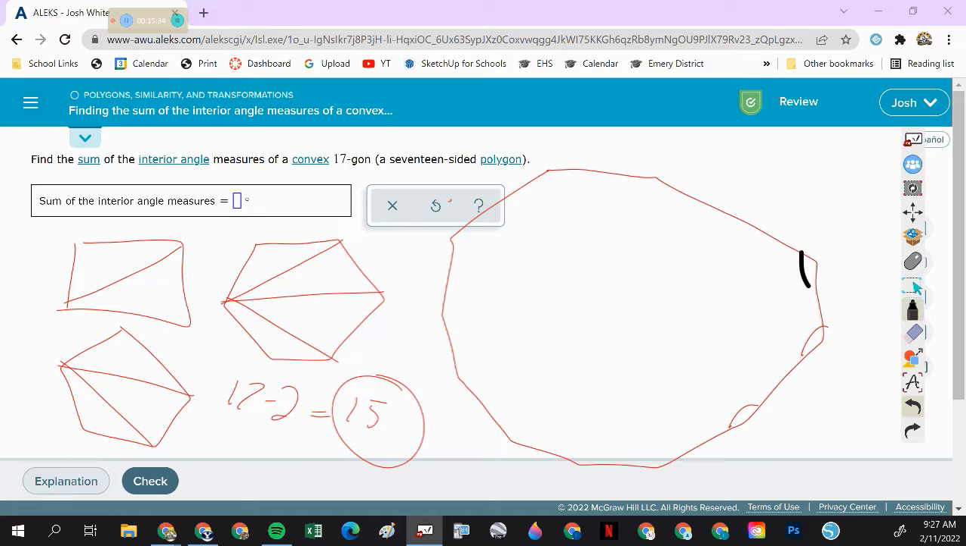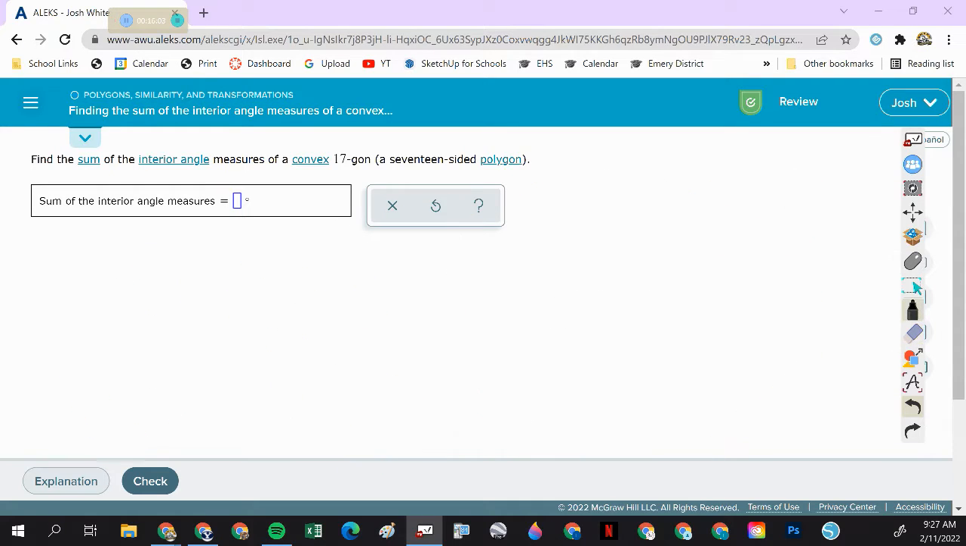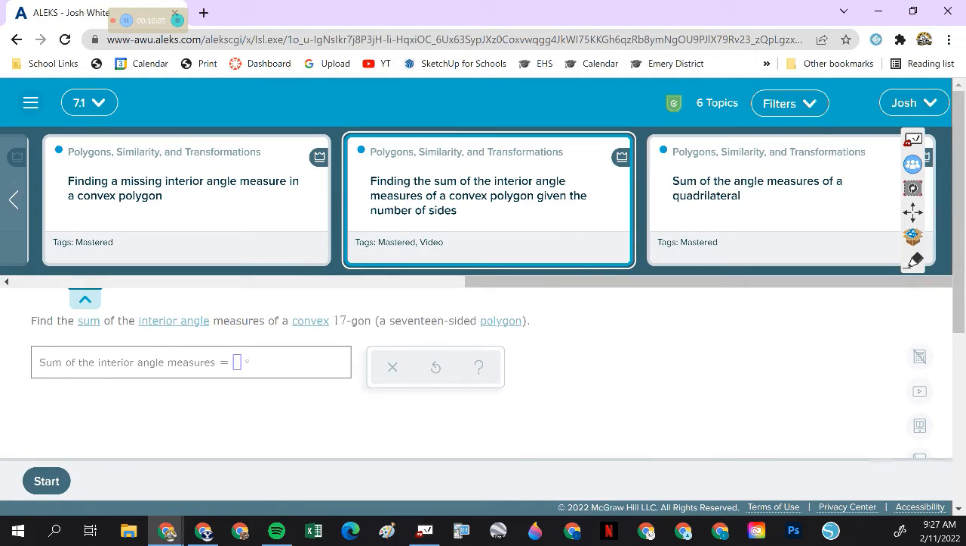And if there are 15 triangles, how do I figure out the angle sum? Times it by 180, and I get 2,700. So if you add up all of these angles, you're going to get 2,700 degrees. So the process is pretty simple. The number of triangles is 2 fewer than the number of sides. And then just multiply that number by 180. Okay.